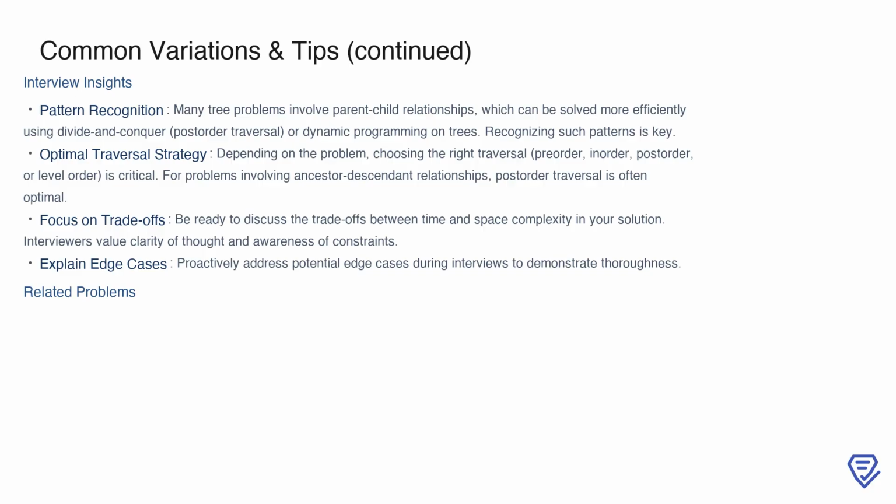Additionally, selecting the right traversal strategy is vital. While pre-order or level-order traversal might work for other types of problems, ancestor-descendant relationships often benefit from post-order traversal, as it allows you to propagate values from child nodes to their parents efficiently. It's also important to understand and articulate the trade-offs in your solution. For instance, you might choose an approach that optimizes time complexity at the expense of higher space usage, or vice versa. Finally, always be proactive about addressing edge cases during interviews. This demonstrates thoroughness and helps you stand out as a thoughtful candidate.